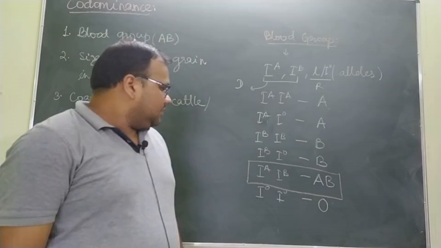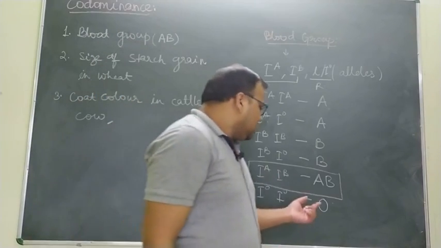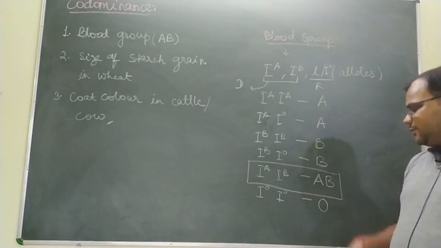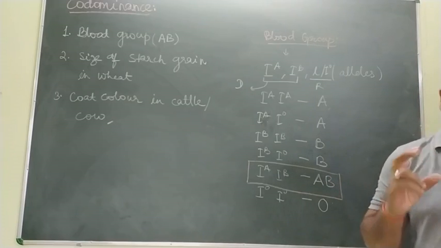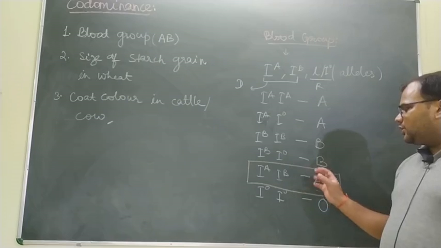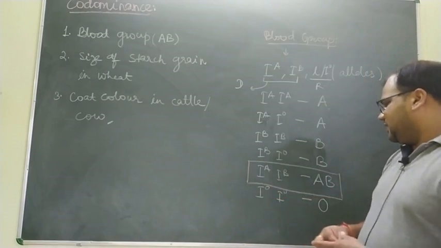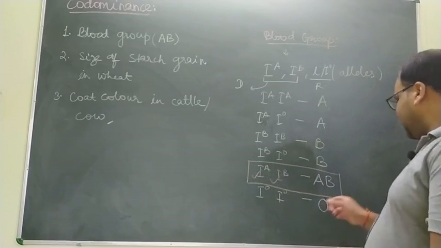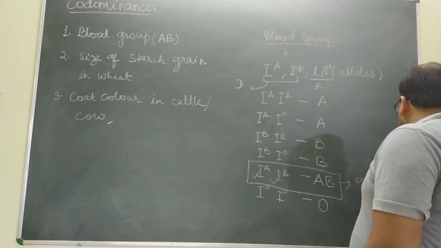In case of AB, when both dominant genes, IA and IB, are present, both the genes get expressed. Means RBC के membrane पे A carbohydrate is also found and B carbohydrate is also found. So both the genes get expressed. So it is a case of co-dominance. Means both alleles, IA and IB, get expressed. So this is an example of co-dominance. इसीलिए हम इसको co-dominance कहते हैं.